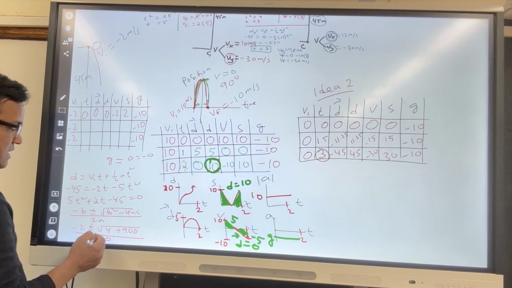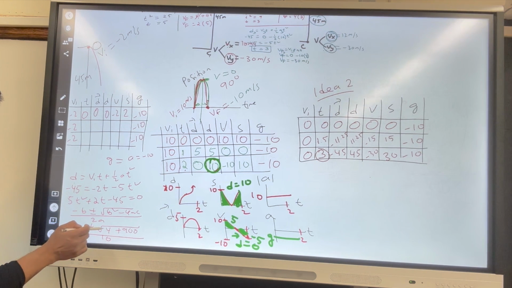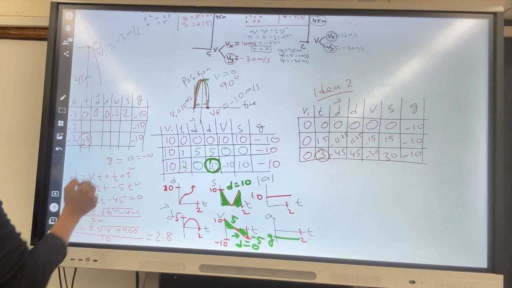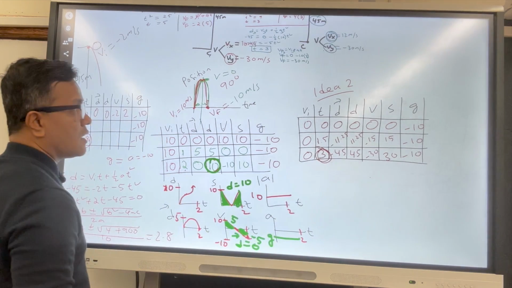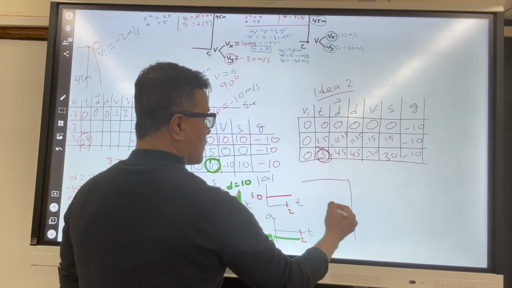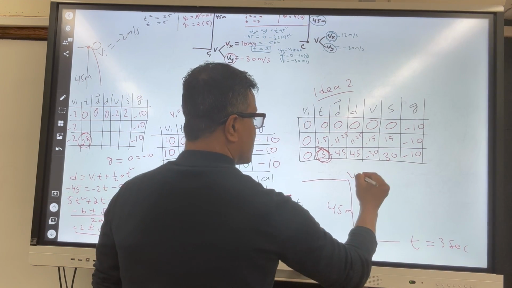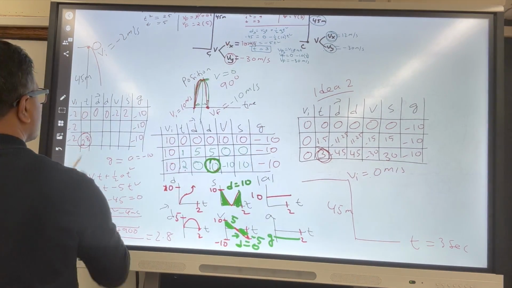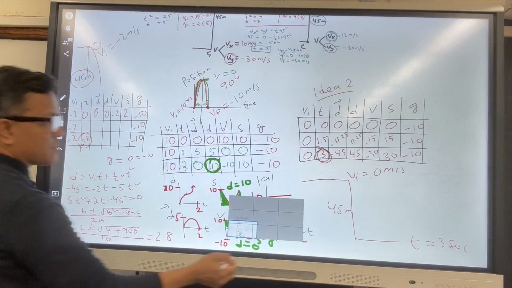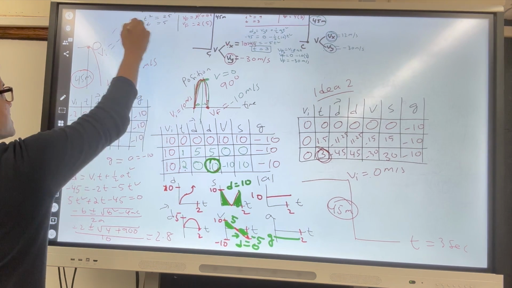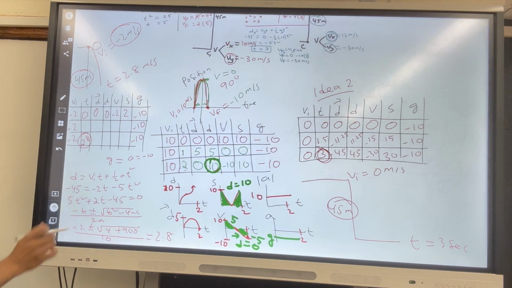So the square root of 900 is 30. 30 minus 2 is 28. 28 divided by 10 is 2.8. And 2.8 is good. Why? 2.8 is smaller than 3. Although this ball also dropped from 45-meter height, however, it took 3 seconds because initial velocity was 0 meters per second. This ball also got dropped from the same height. It took less time because initial velocity is not 0. That's it. Okay.